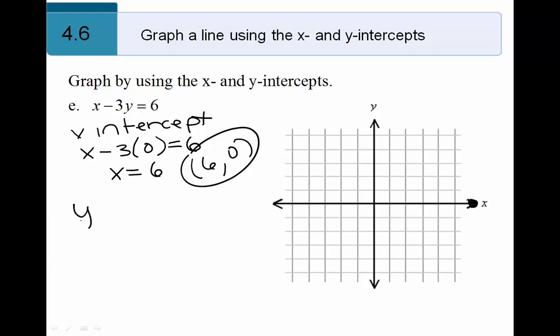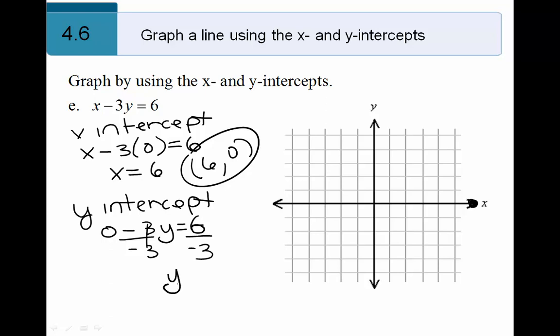My y-intercept, plug in 0 for x, I will get 0 minus 3y equals positive 6, excuse me. Divide both sides by negative 3. y equals negative 2. So your y-intercept is the point 0, negative 2. Left or right 0, down to negative 2.